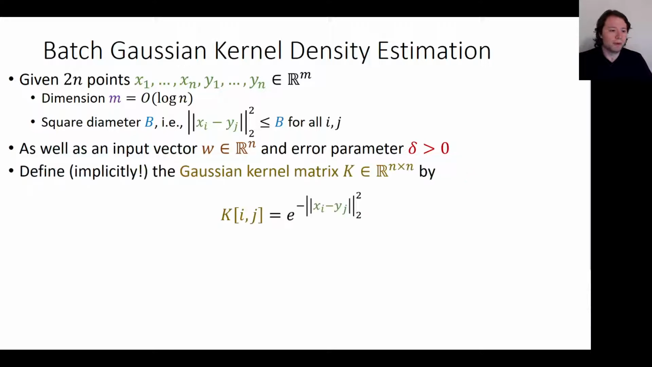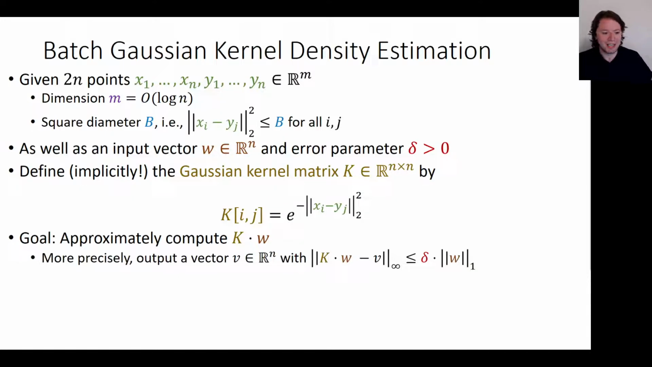So in terms of these points, you should implicitly define the Gaussian kernel matrix. It's an n by n matrix whose ijth entry is e to the power of minus the distance between xi and yj squared. So this is the Gaussian kernel, if you've heard of this before, evaluated at xi and yj. So you define this n by n matrix, and then the goal is to approximately compute this matrix times the input vector w. More precisely, let's say we want to output a vector v such that its L infinity norm distance from the real K times w is at most delta times the L1 norm of w.